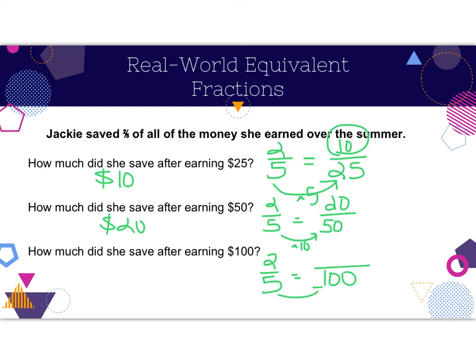What do we multiply 5 by to get 100? 20. So what would we do to the top? Same exact thing. Whatever you do to the bottom, you do to the top. Whatever you do to the top, you do to the bottom. 2 times 20 is 40. So after earning $100, Jackie had saved up $40.